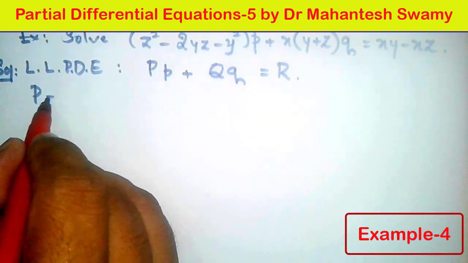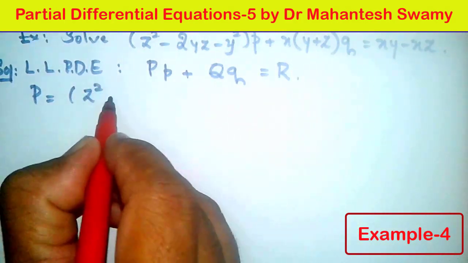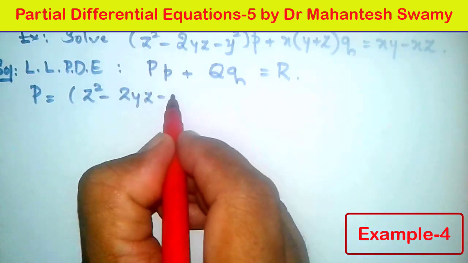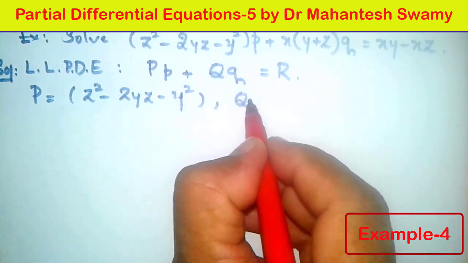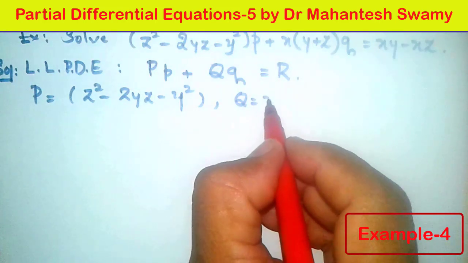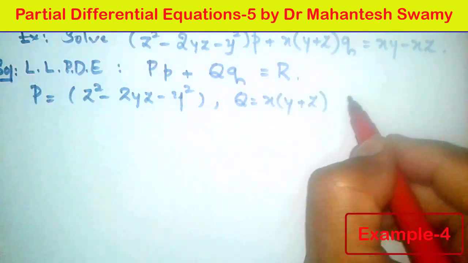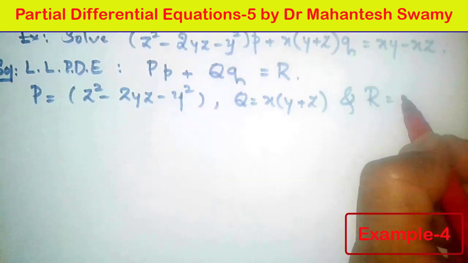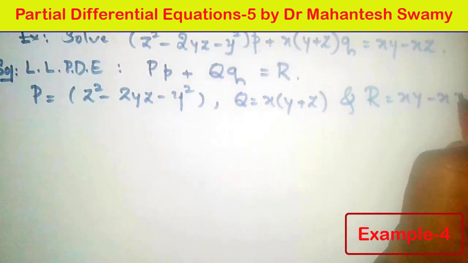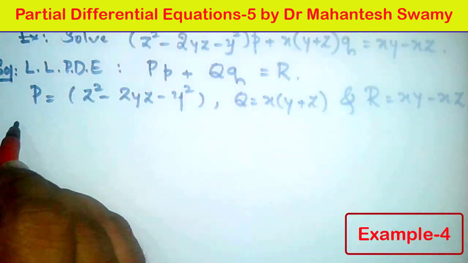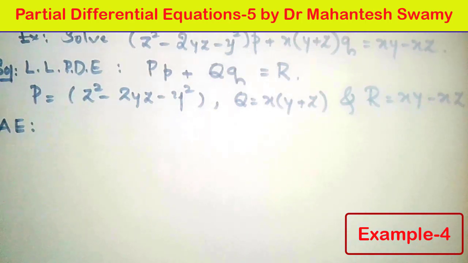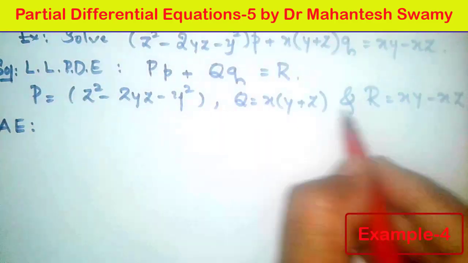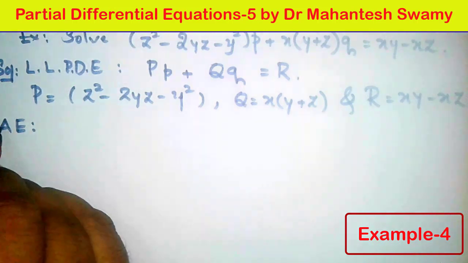Here capital P is the first bracket, that is z square minus 2yz minus y square, and capital Q is the coefficient of small q here, that is x into bracket y plus z, and capital R is the value on the right-hand side, that is xy minus xz. So we have these things, and after having them in hand, let us write down the auxiliary equations. These are the prescribed steps in the solution of a Lagrange linear partial differential equation.